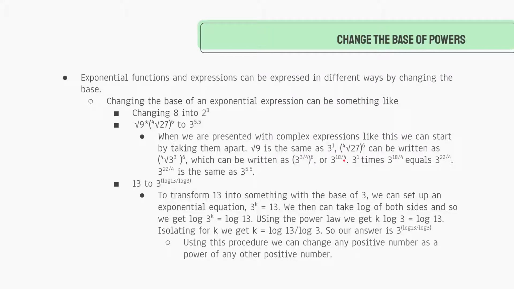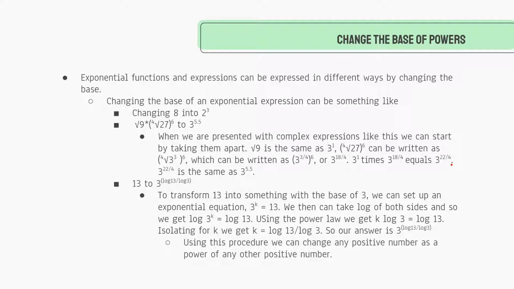So what we have now, instead of this complex expression, is 3 to the power of 1 times 3 to the power of 18 over 4. For multiplying 2 exponents in this kind of form, so the same base with different exponents, we just add the 2 exponents together. I skipped the step of showing you how to add these, but all you would do is know that 1 is the same as 4 over 4, so we do 4 plus 18, all divided by 4. 4 plus 18 is 22, and that is how we get our answer.